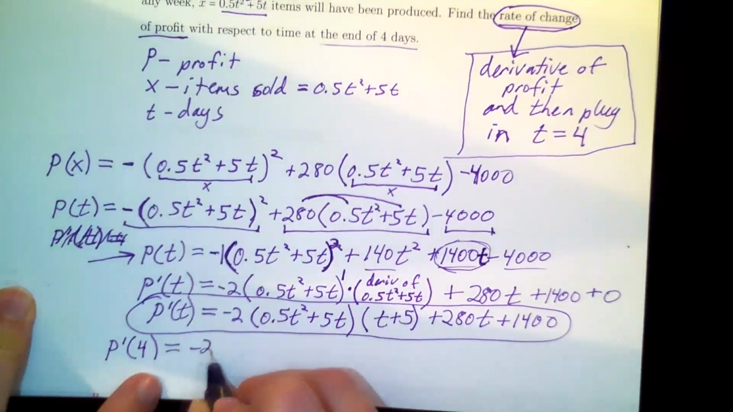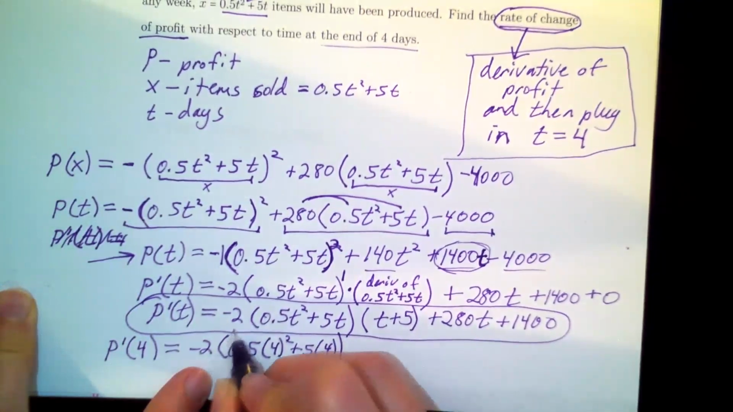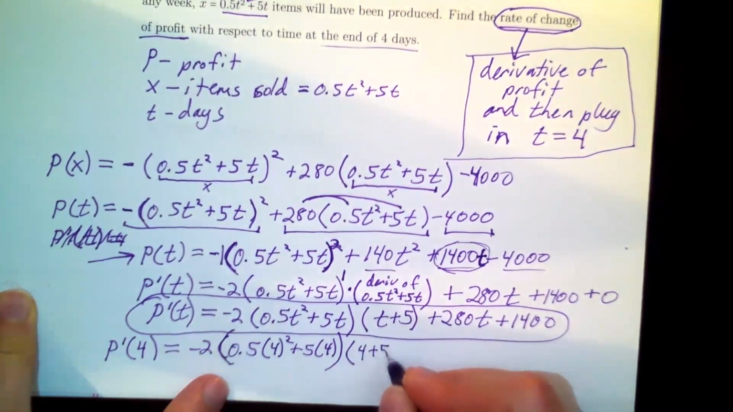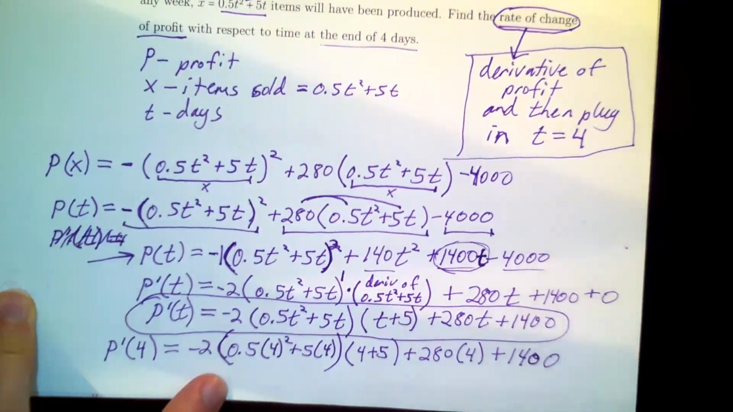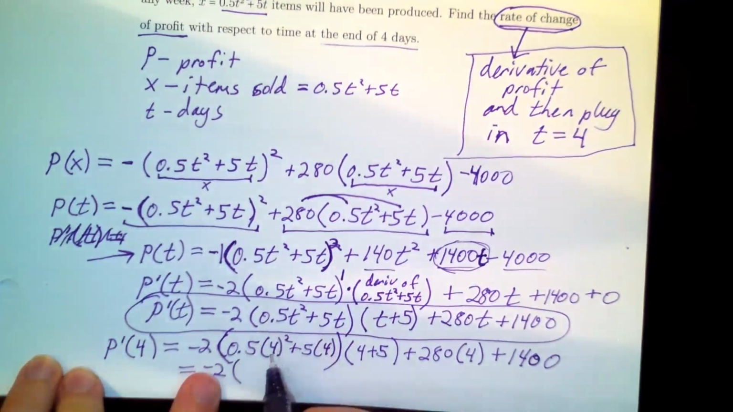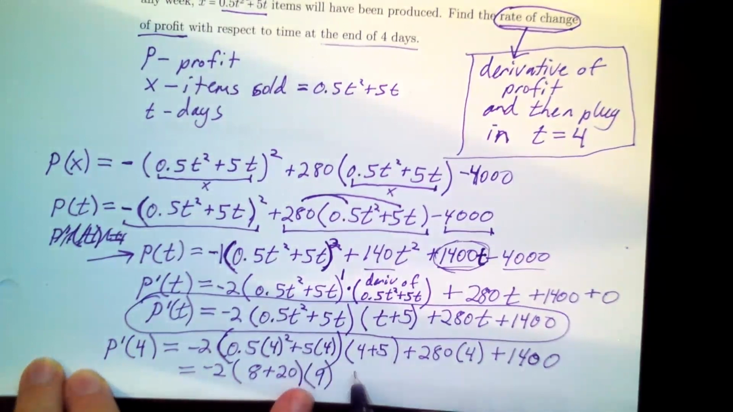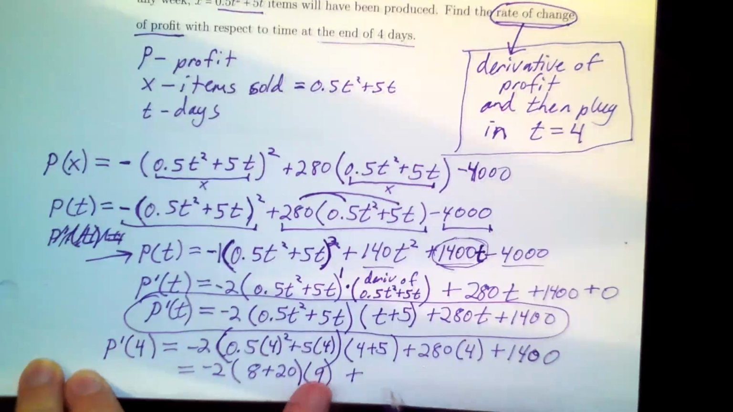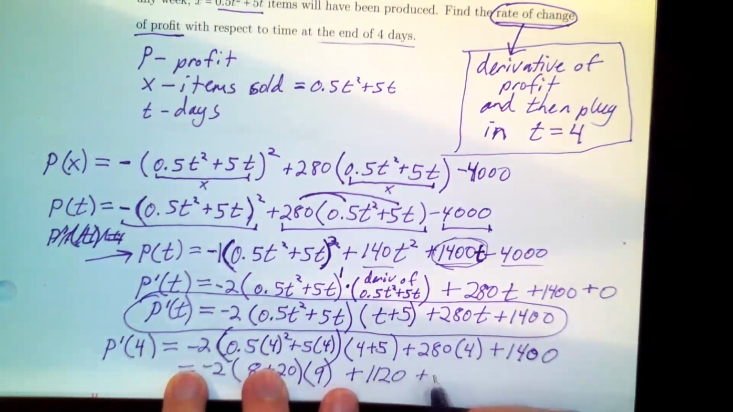Everywhere you see t. Now you have to be careful plugging this into your calculator. Plus 280 times 4 plus 1400. So this would be -2.5 times 4 squared, which is 0.5 times 16. So that's 8 plus 20. So you have -2 times 28 times 4 plus 5, which is 9. So all those are getting multiplied together. Plus 280 times 4, which is 1400. Or sorry, 280 times 4 is 1120. There we go. 1120 plus 1400.